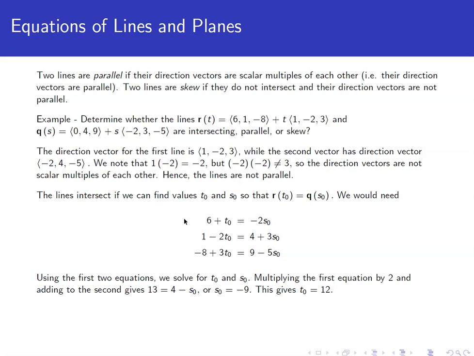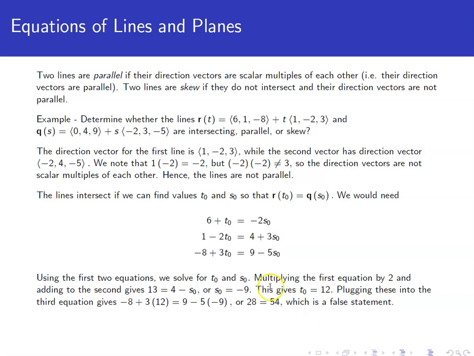So let's solve the first two. What we're going to do is solve the first 2 equations for t naught and s naught and see if those values also make the third one true. So let's see. Multiply the first equation by 2 and add to the second. We'll get rid of the t naught. 2 times 6 is 12, plus 1 gives us 13. 2 times 0 plus 4 gives us 4. 2 times negative 4 plus 3 gives us negative s naught. So that tells us that s naught has to be negative 9. If I put in negative 9 for s naught, you can solve for t, and t naught has to be 12.